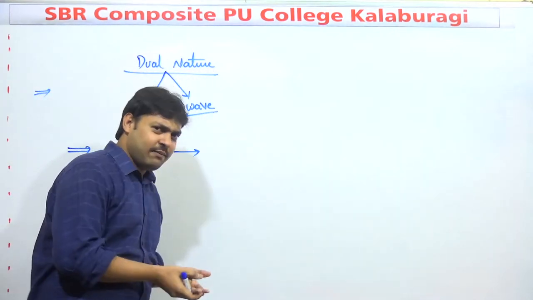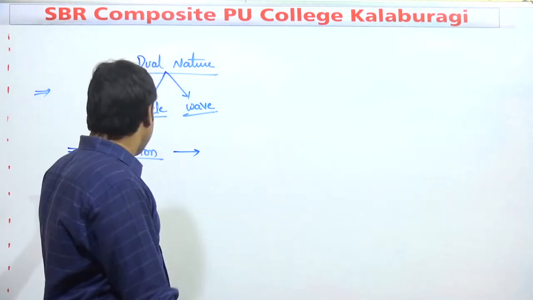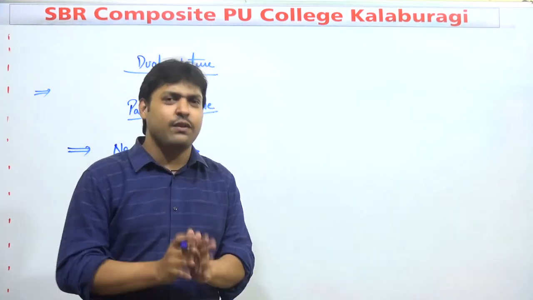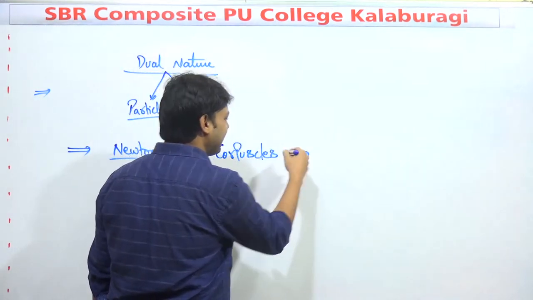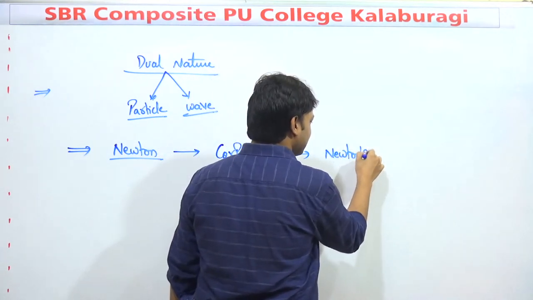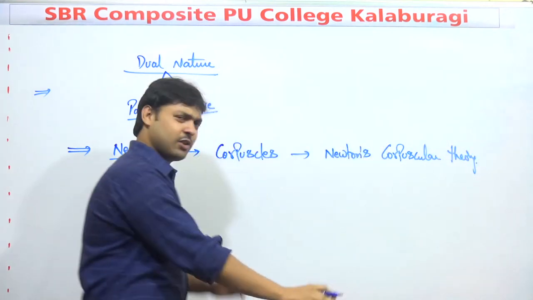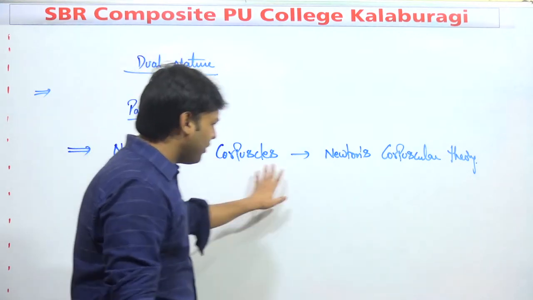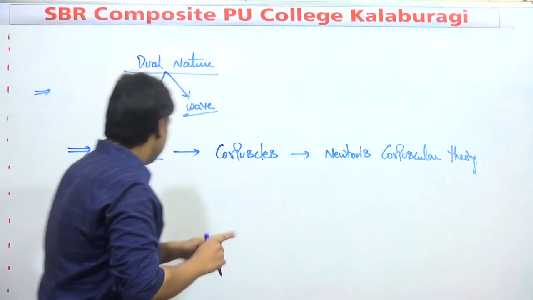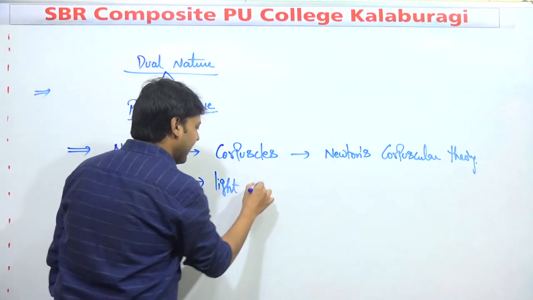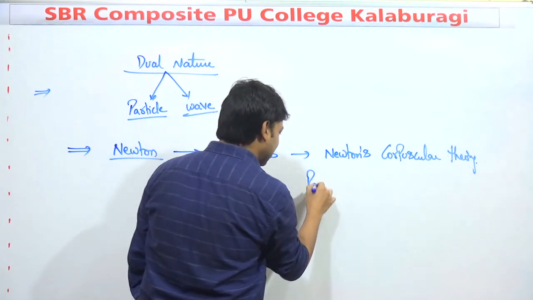What did he say actually? Light is made up of some particles called corpuscles, and the theory given by Newton is Newton's corpuscular theory. I think we know about that. So Newton said the light is made up of particles called corpuscles, and the theory is nothing but Newton's corpuscular theory. I'm not telling much about that because you already know it. Newton said this and finally concluded that light has the particle nature. This is important. Light has the particle nature.